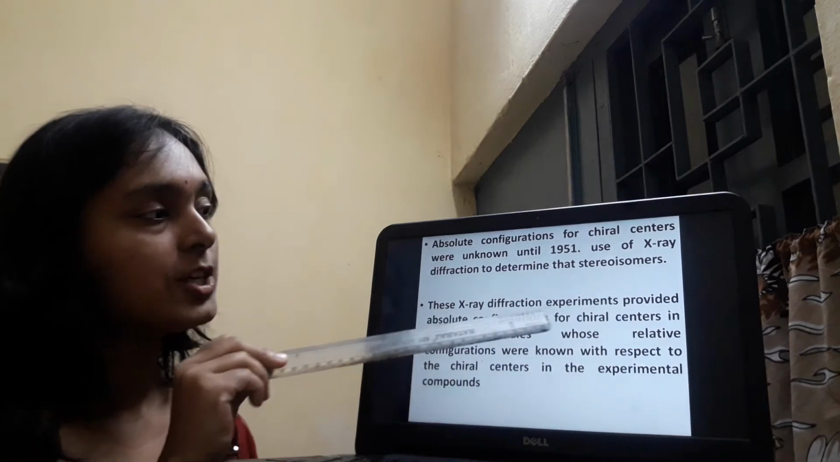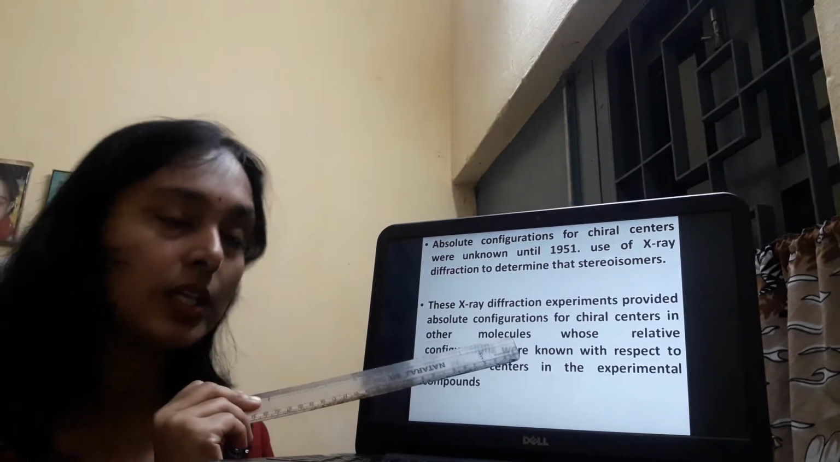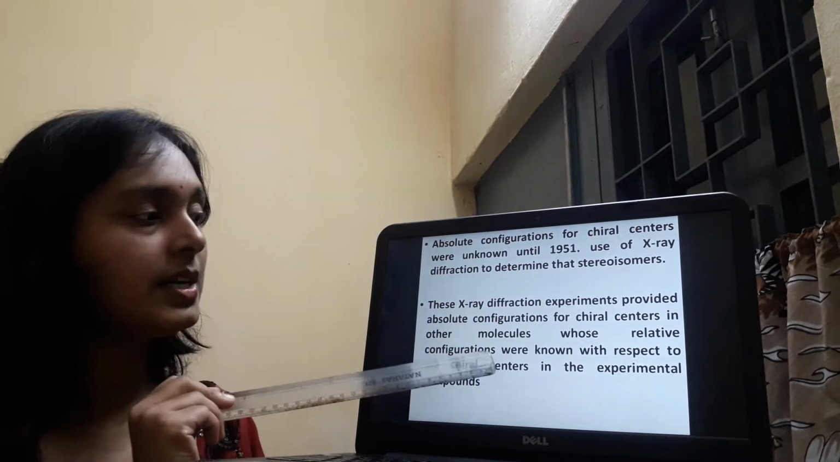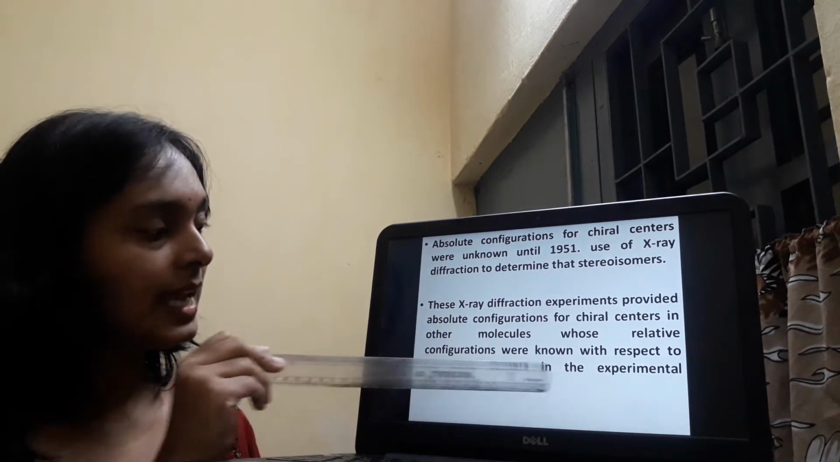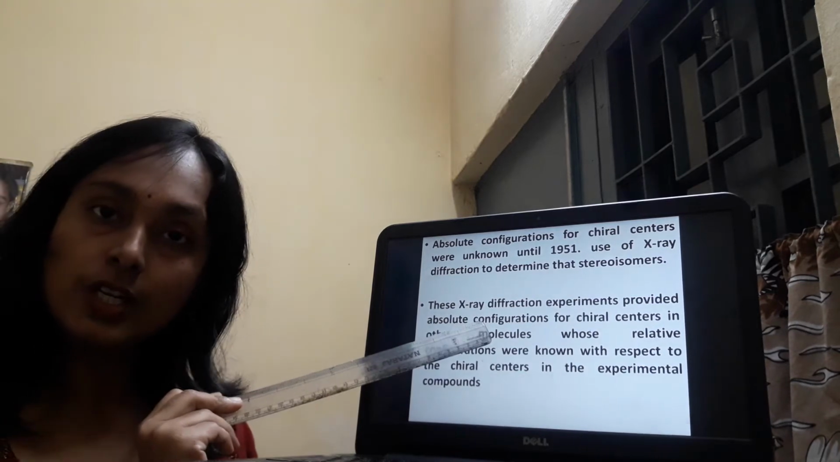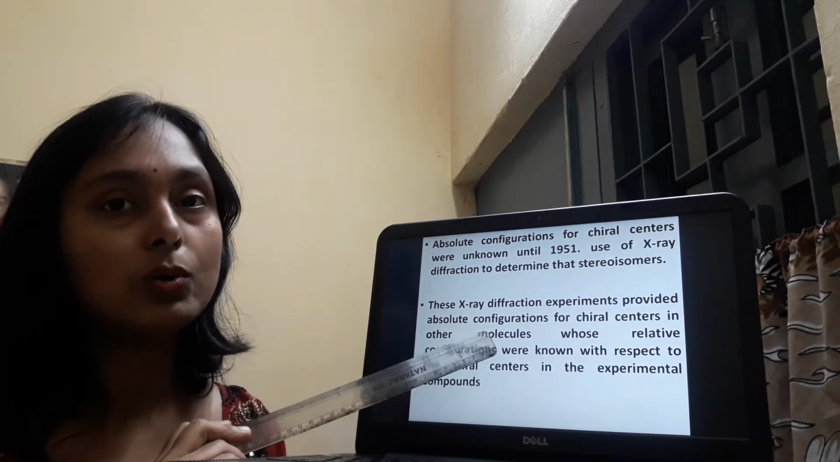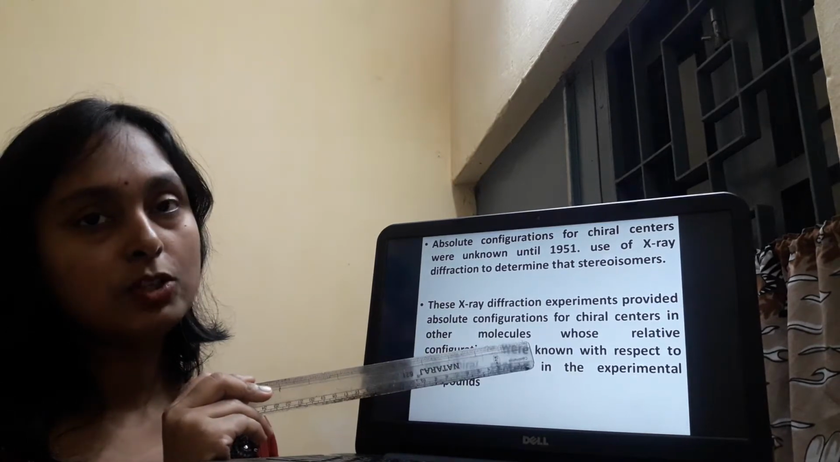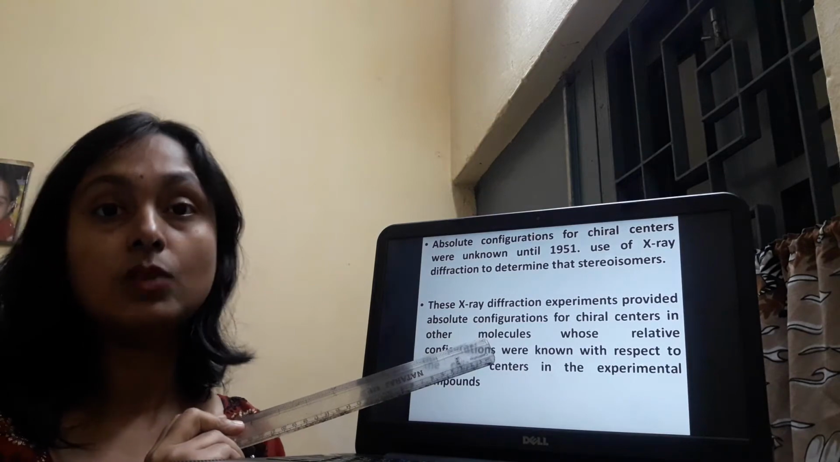These X-ray diffraction experiments provided absolute configuration for chiral centers in other molecules whose relative configurations were known with respect to the chiral center in the experimental compounds. So if we know the relative configuration of any two compounds, then with respect to another one, we can also determine the absolute configuration of any one compound.